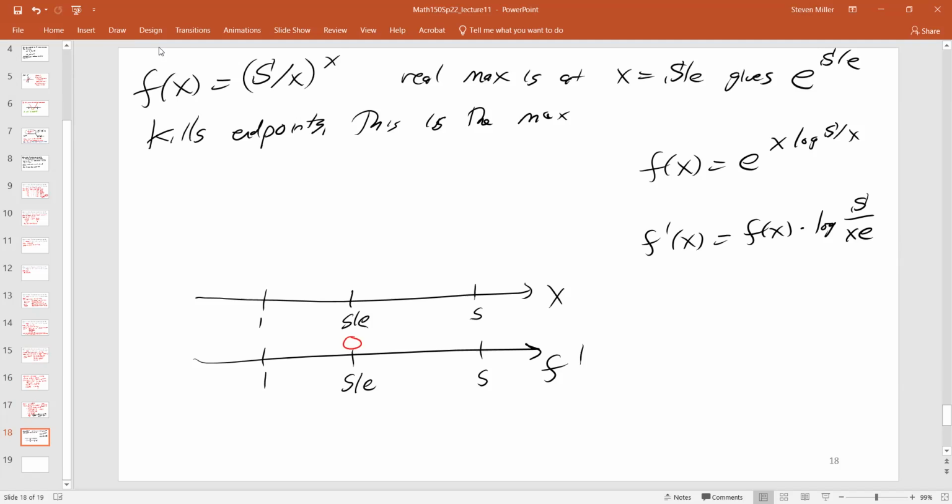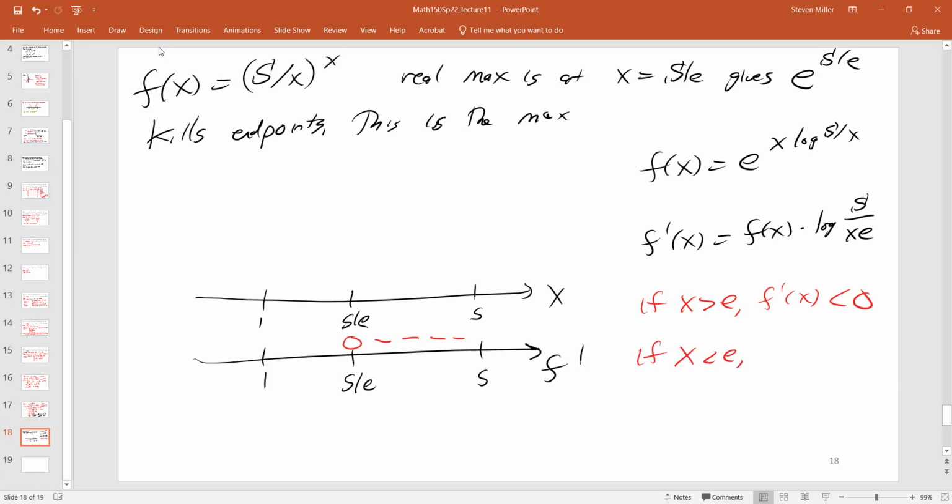When x is greater than s over e, what can you tell me about the sign of the derivative? It's s divided by x over e. When x is s over e, it's 1, so the log is 0. If x is now larger, we're now taking the log of a number that's less than 1. What's true about the log of a number less than 1? Negative. So the derivative is negative when you're greater than s over e.